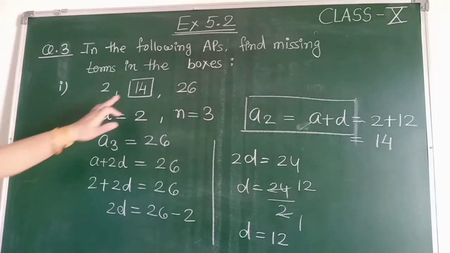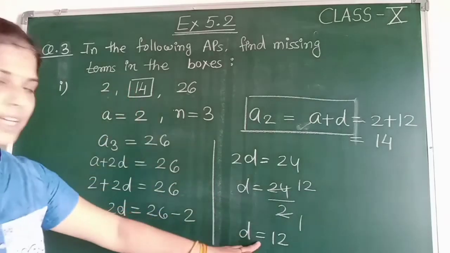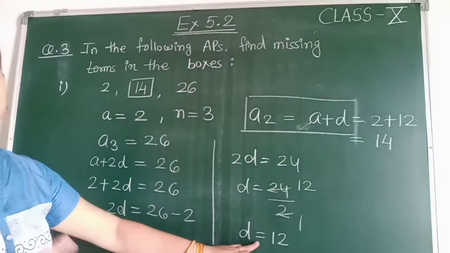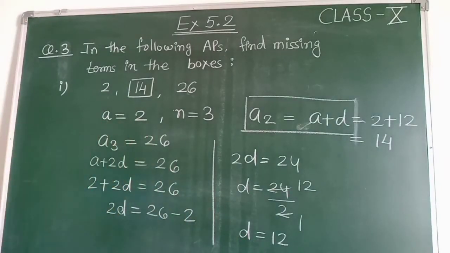How can you check whether your answer is correct or not, student? Just subtract: this 14 minus 2. What will you get? 12. And as we already found the value of D as 12, it means our answer is correct.